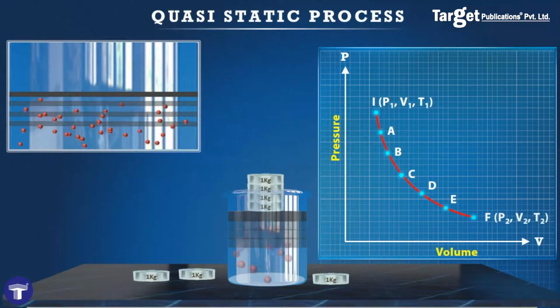Because of this, I have a knowledge of all the values that are present for the system between points I and F. And this is what we mean by a quasi-static process. All the processes that we will deal with in this chapter are by default quasi-static processes unless stated otherwise.